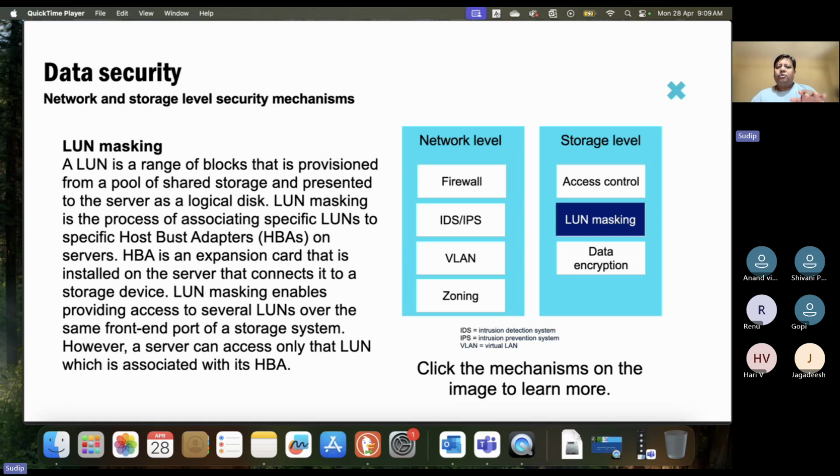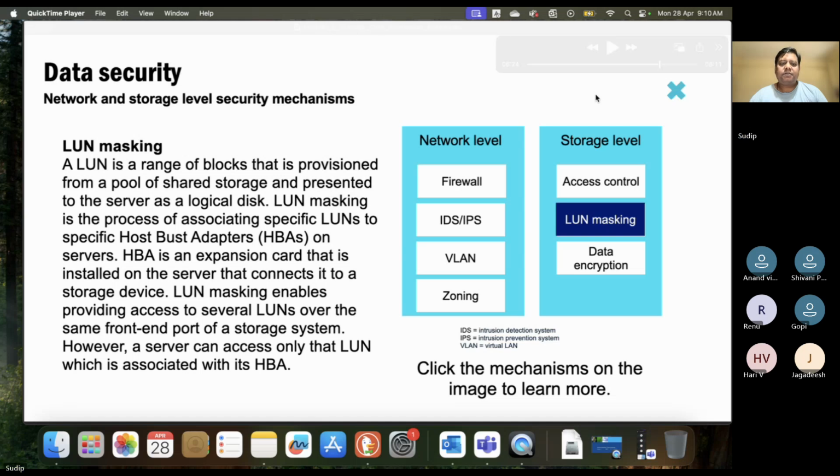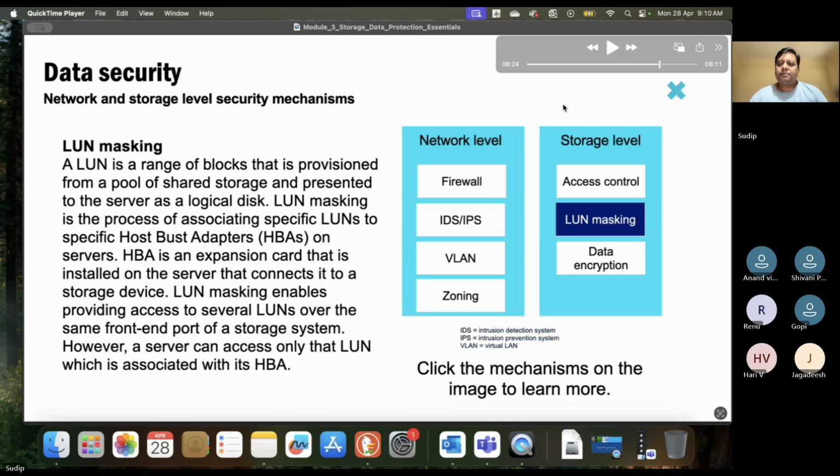I'm not getting into the details of what is HBA, host bus adapter and all, that we'll discuss later in our intermediate course. But this is basically what is LUN and what is LUN masking. Any questions? Any doubts? No? Okay.